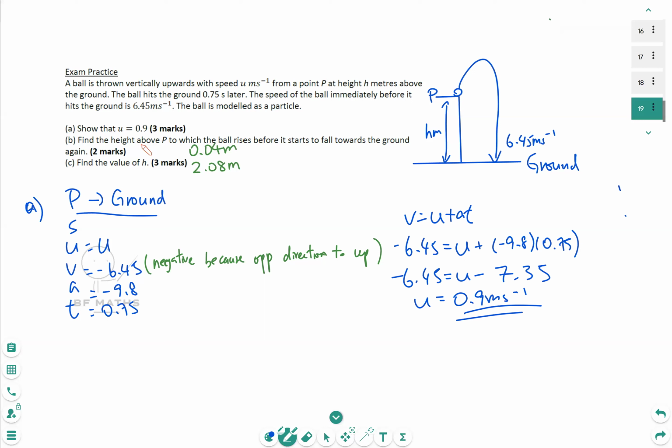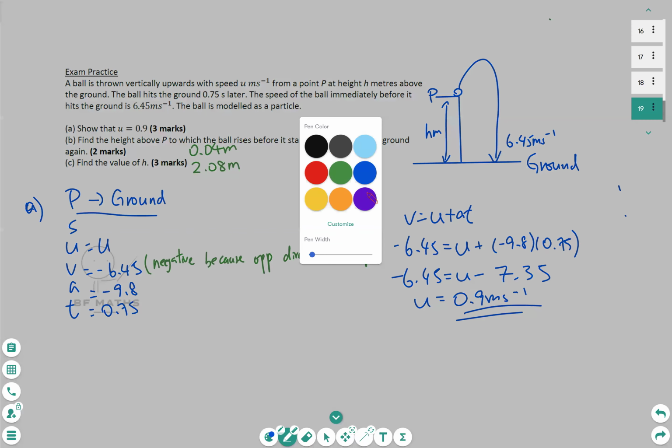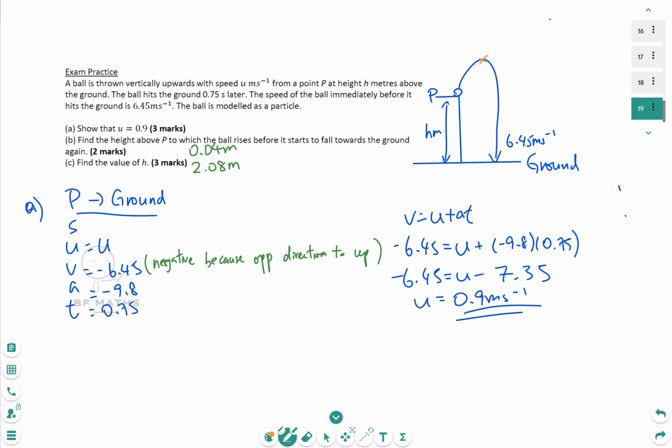Find the height above P to which the ball rises before it starts to fall towards the ground again. Which point is it talking about? It's this point. Let's call this point A. The question is talking about this A, which is also the highest point, because it reached the highest point, then it comes back down.